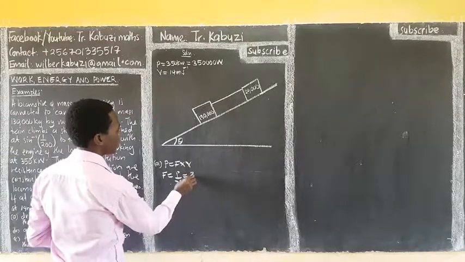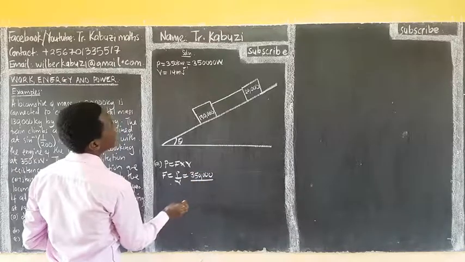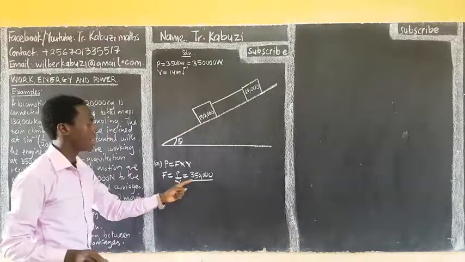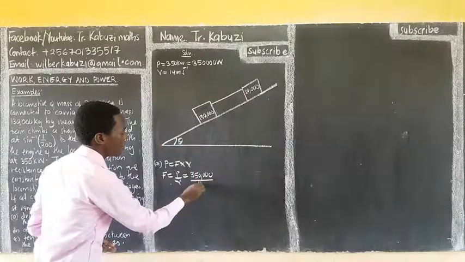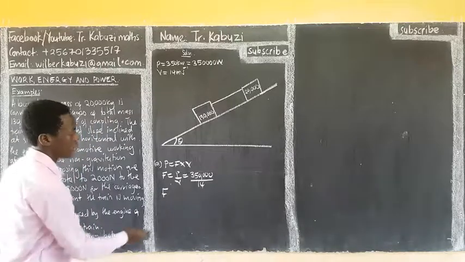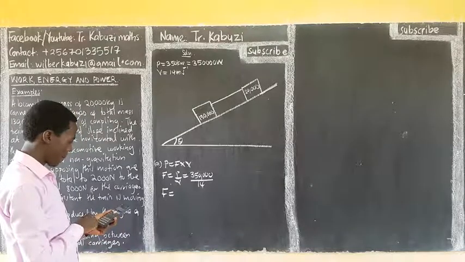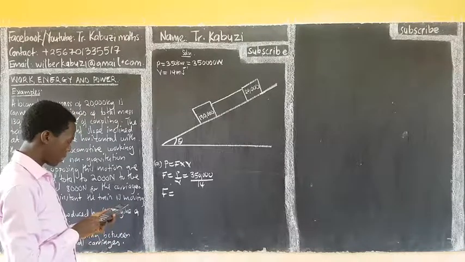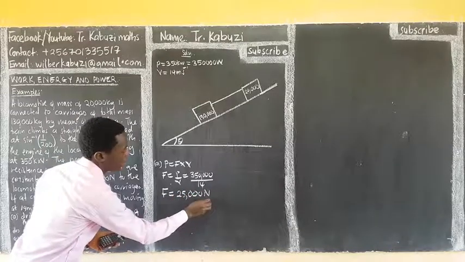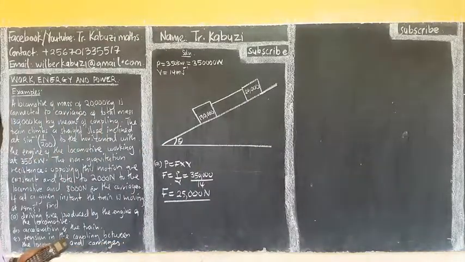which will be 350,000 divided by 14. This is what we call the tractive force or the driving force. When you divide through, this is going to give us 25,000, and these are going to be newtons. So that's what is going to be pulling that train up the slope.